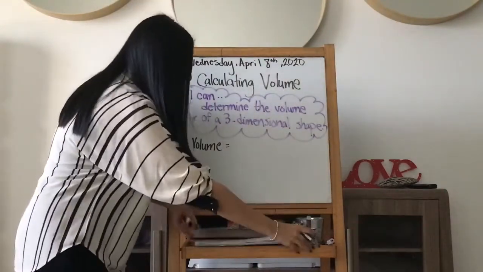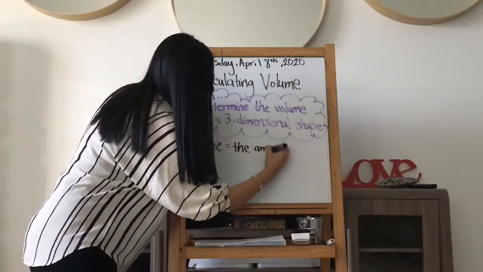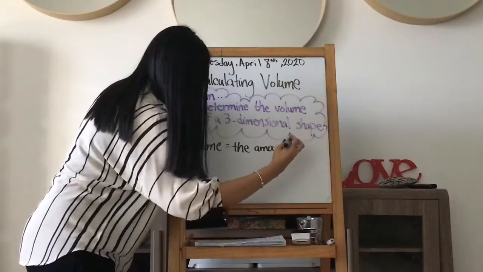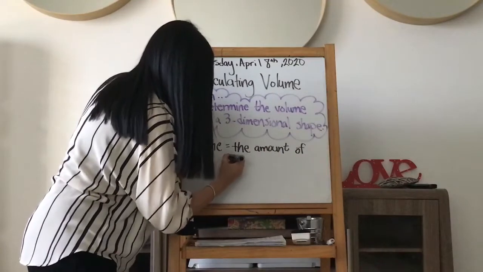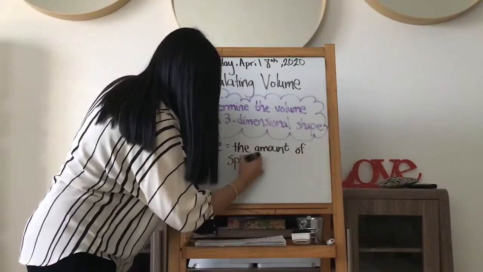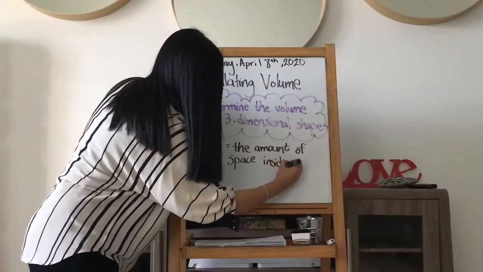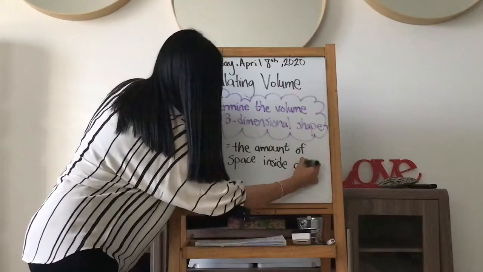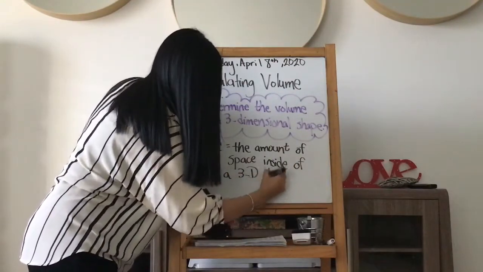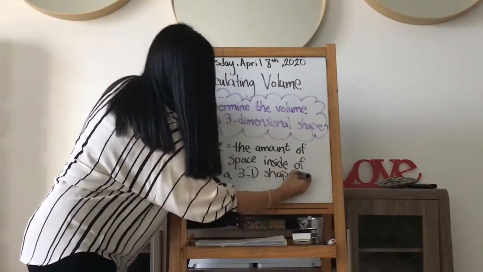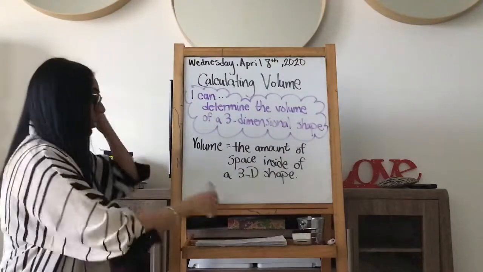Okay, so what volume means: it is the amount of space inside of a 3D shape. Okay? So, write that down. Volume is the amount of space inside of a 3D shape. So while you're writing that, let me try to explain it.